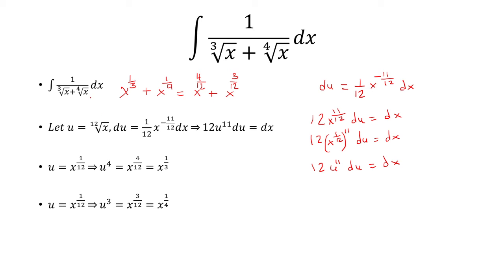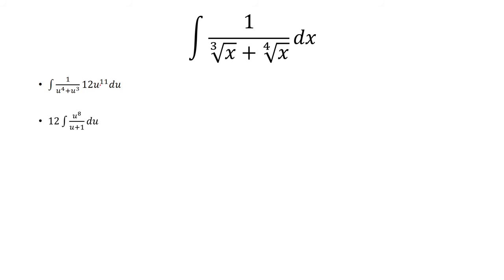Next, I want to rewrite the 4th root of x. Starting with u equals x to the 1/12, I'm going to raise both sides to the 3rd power and get that u cubed is x to the 1/4 power. So now I can rewrite everything in terms of u. I make dx 12u cubed du, and then the denominator is just u to the 4th plus u cubed.